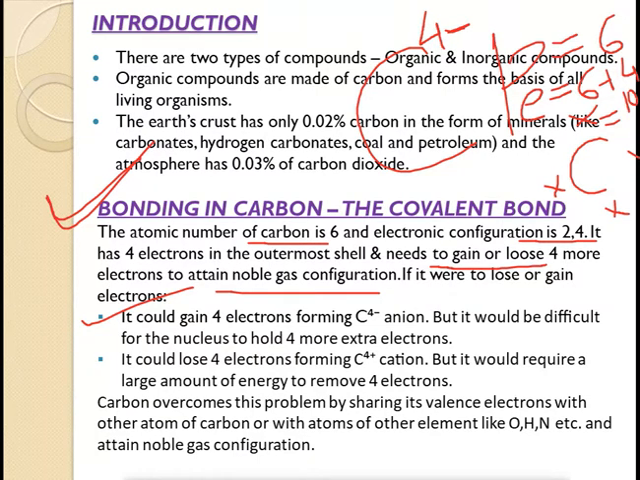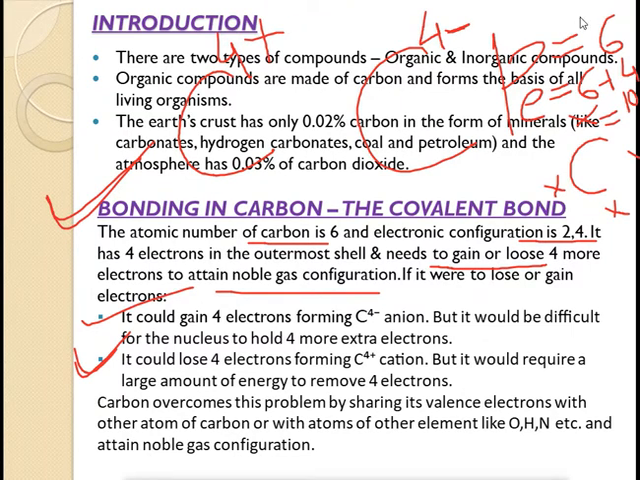Right? So what if carbon donates 4 electrons? Then what will happen? If carbon donates 4 electrons, it will get a C4 plus charge, and that is called a cation. Cations are those species which have a positive charge. But this is also not possible. Carbon cannot donate 4 electrons, because for donating 4 electrons it needs a lot of energy, and carbon is a very small atom. It doesn't have that much energy to donate those 4 electrons. So this case is also not possible for carbon.